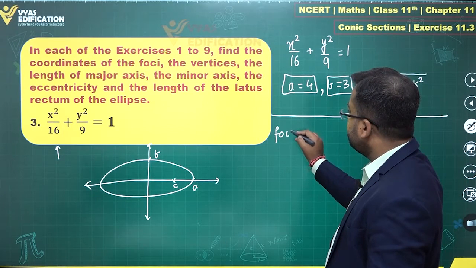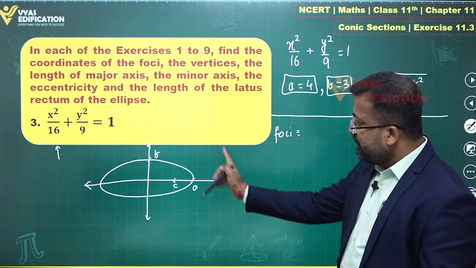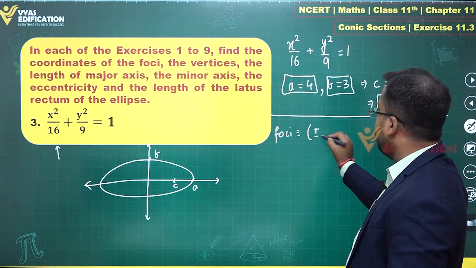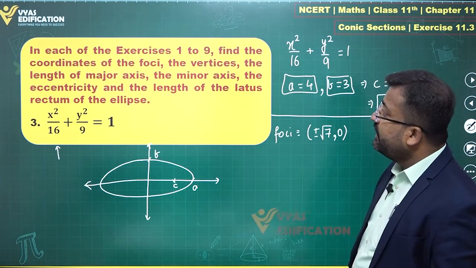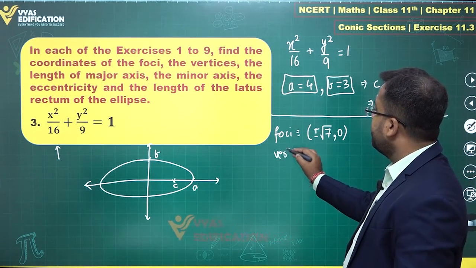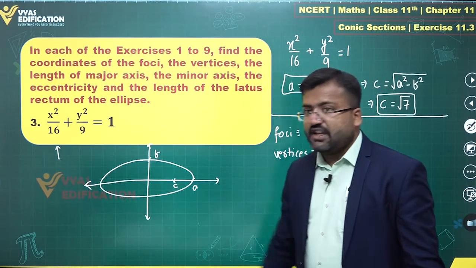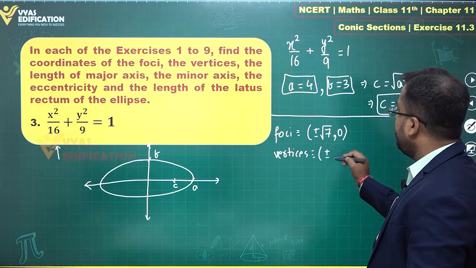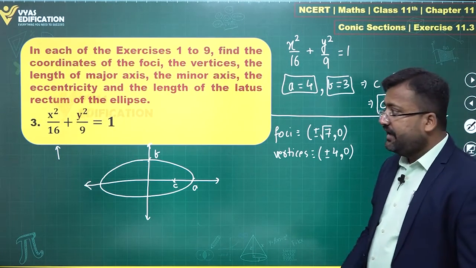The first thing that is asked is foci. Foci will be plus minus C, C comma 0 and minus C comma 0. This will be plus or minus C comma 0. That's what you have, right? Next, vertices. Vertices will be A comma 0 or minus A comma 0. This is plus or minus A comma 0. That's what we have, right?